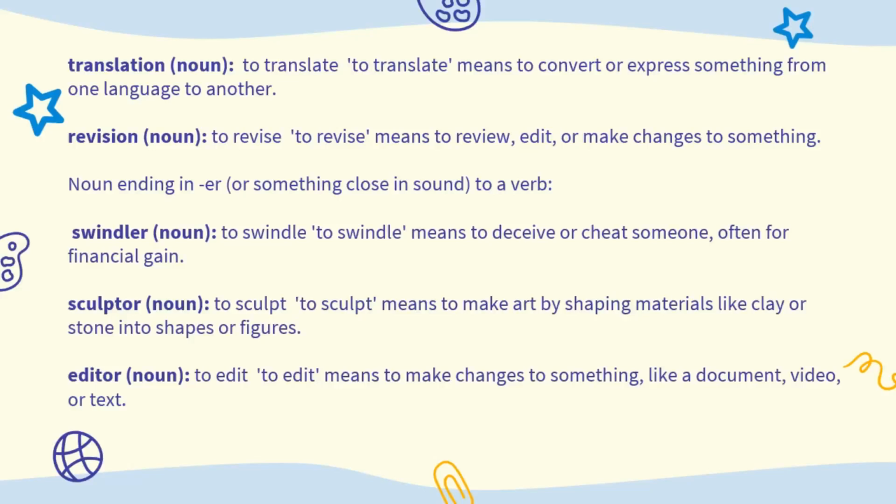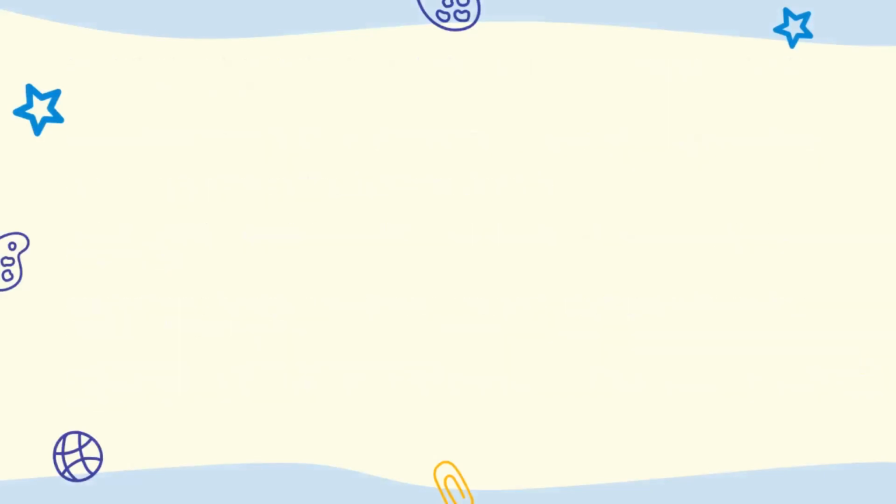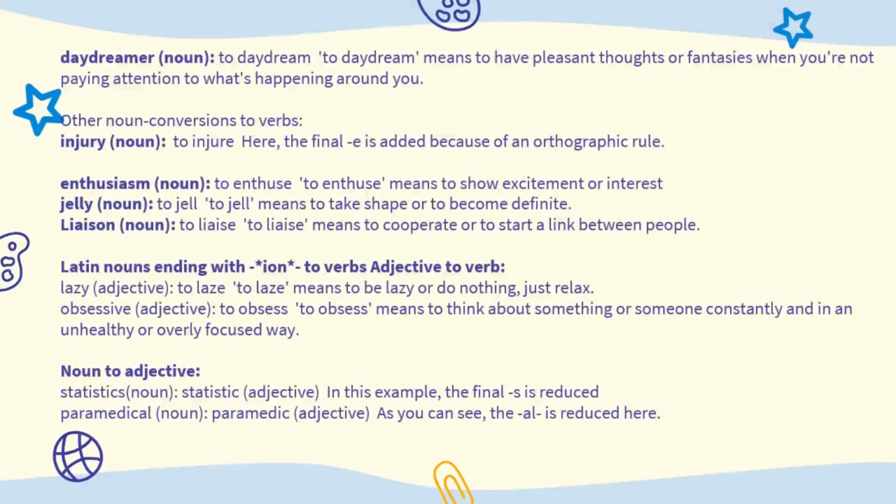Next, sculptor, which is a noun. To sculpt means to make art by shaping materials like clay or stone into shapes or figures. Editor, which is a noun. To edit means to make changes to something like a document, video, or text. Next, daydreamer, which is a noun. To daydream, consisting of to plus daydream, means to have pleasant thoughts or fantasies when you are not paying attention to what's happening around you.